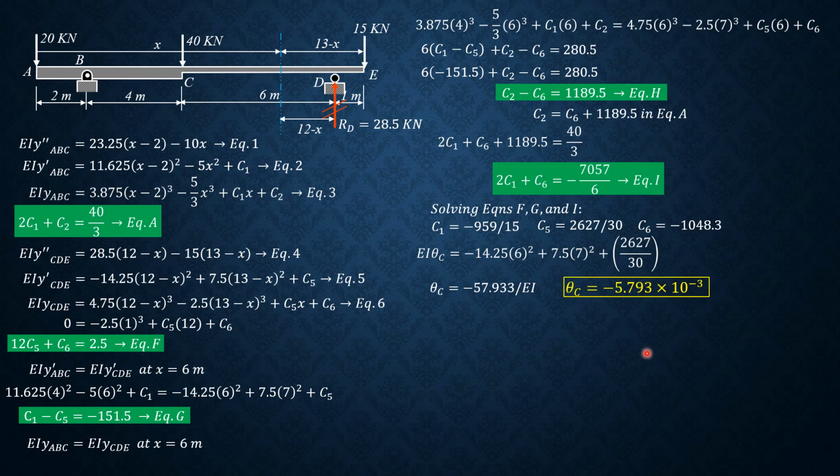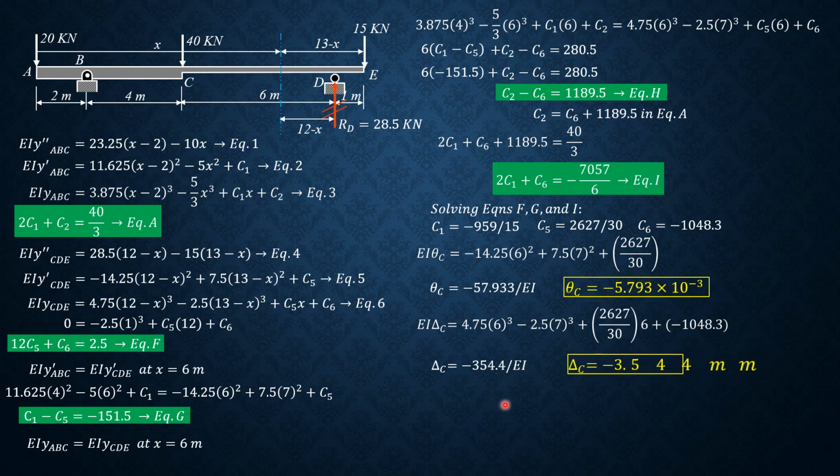Then for EI delta C, let's use the CDE equation here. So EI delta C is 4.75 times 6 cubed minus 2.5 times 7 cubed plus c sub 5, which is 2627 over 30, times 6, then plus c sub 6, which is negative 1048.3. So solving for delta C, we expect the same answer, negative 354.4 over EI. Since the shortcut is we divide by 100, so it's the same. Delta C is negative 3.544 mm.